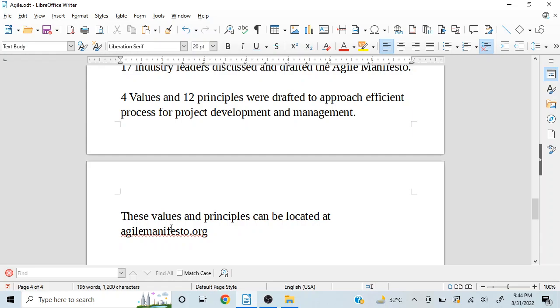These particular principles and values can be located at this particular website, agilemanifesto.org, and I'll be covering that in the next video as well.